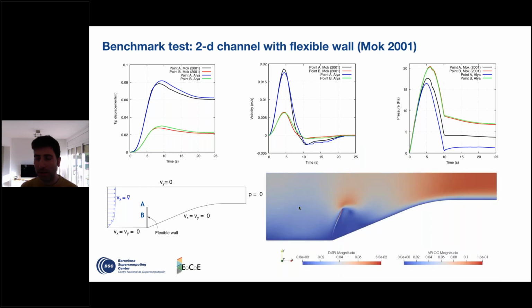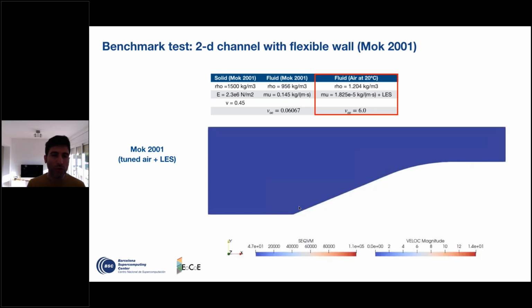So here we can see this video of how the flexible wall deforms. And well, this was a starting point for the validation of the whole fluid structure interaction framework. In order to see the behavior of the LES framework, we decided to use the same benchmark test, despite that it is not for LES. In this case, we decided just to tune the properties of the fluid and use the properties of the air. Okay, so this is just to see if the framework was working well.